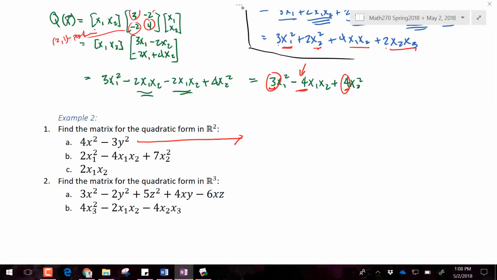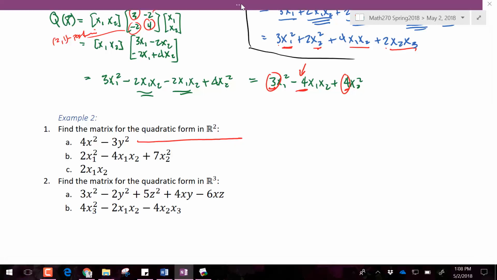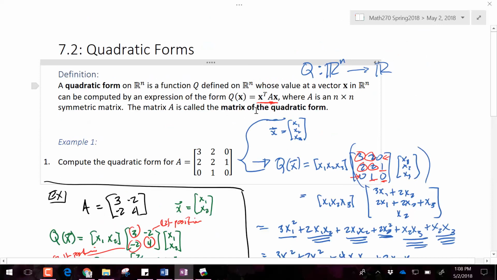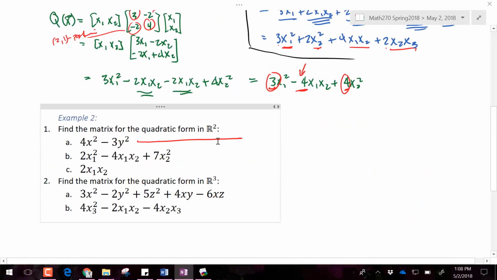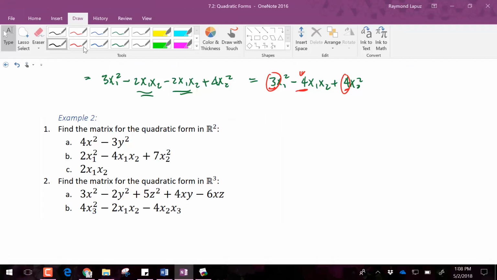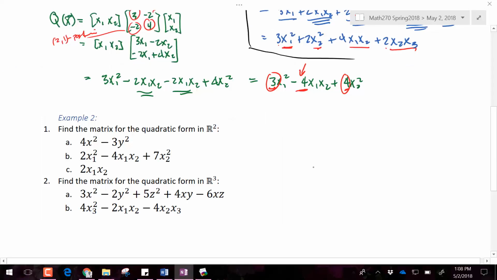So how does this look in, what did they call it, the matrix of the quadratic form? What's the matrix of the quadratic form for this first one? Well, that was easy. 4, 0, 0, -3. Right? How about this one?